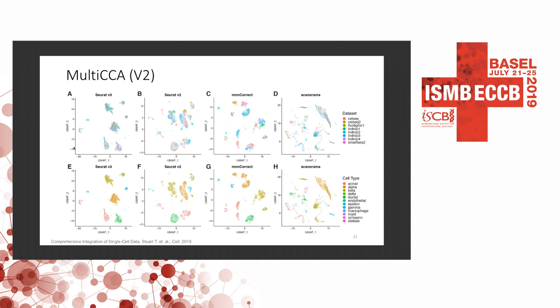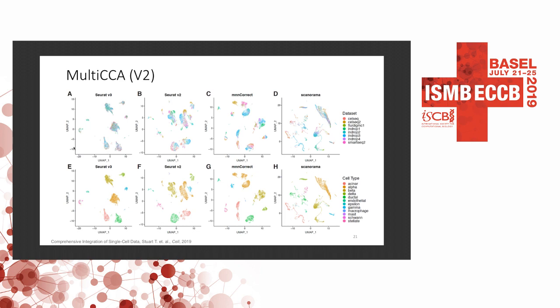In this figure they show their performance. These are different batches, and these are the cell types. I want to merge these different batches, but I still want to keep different cell types separate. This is another method of data alignment that I did not mention. You can see that Seurat version 3 can merge these colors the best. Seurat version 2 and MMM correct, for some reason, still show separations of different batches.